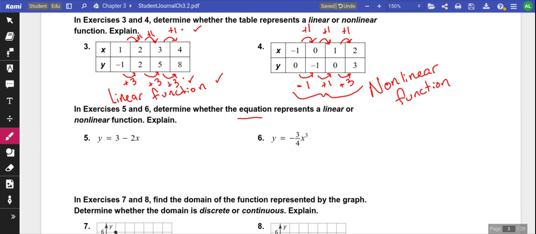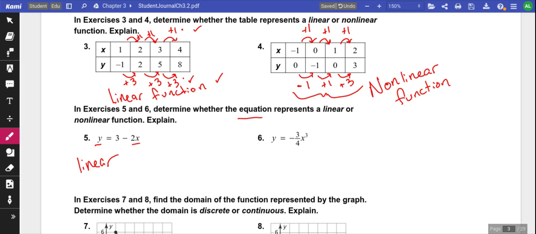So we've got this y equals 3 minus 2x. y and x, neither of them have exponents. Neither of them are in a little square root sign or anything like that. x and y are separate terms. We're not multiplying them together in one term. So this tells me this is a linear function.